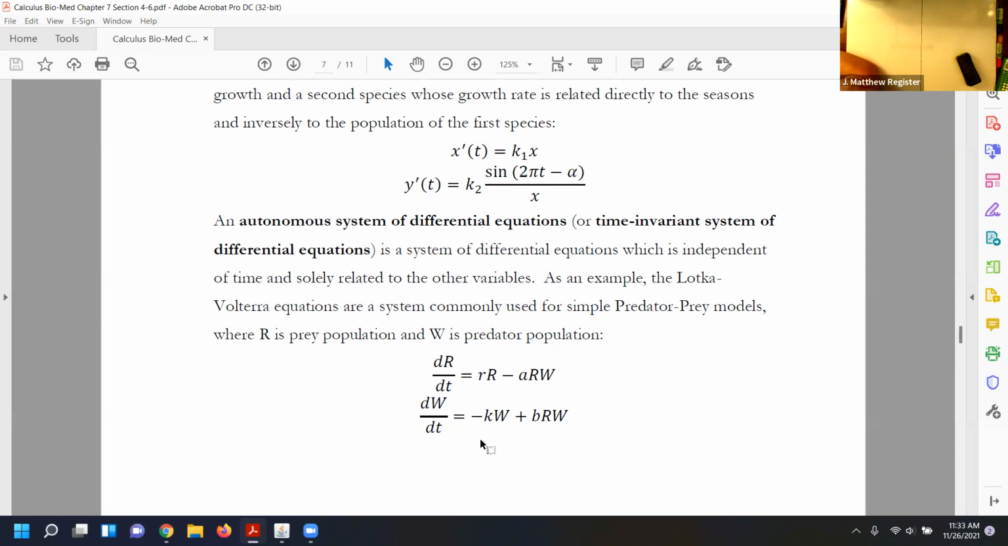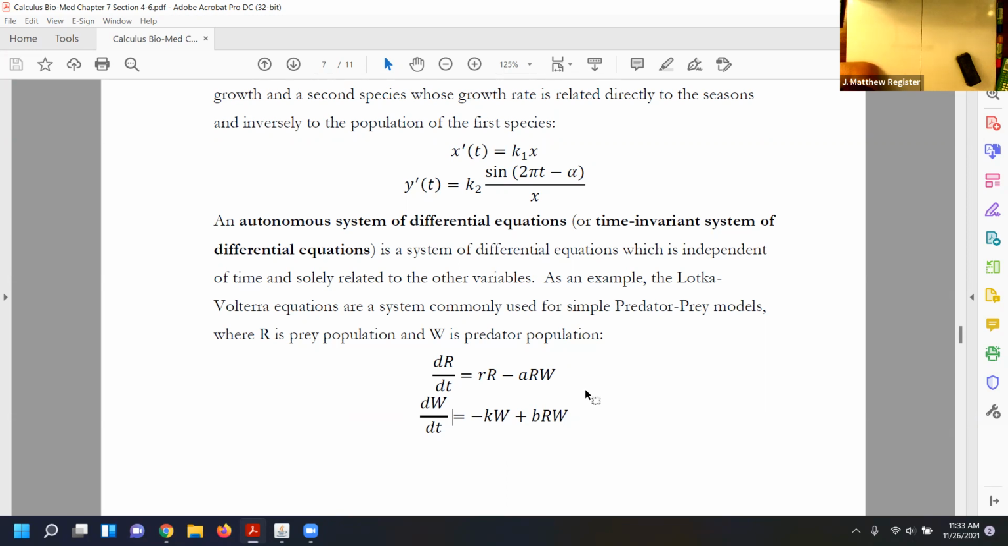But notice our wolf population is tied to that. And so our wolf population has a negative kW and a plus bRW. And so if our rabbit population is large, well, this term is going to dominate, which means our wolf population is going to start to increase. And we can get some interesting results from that.